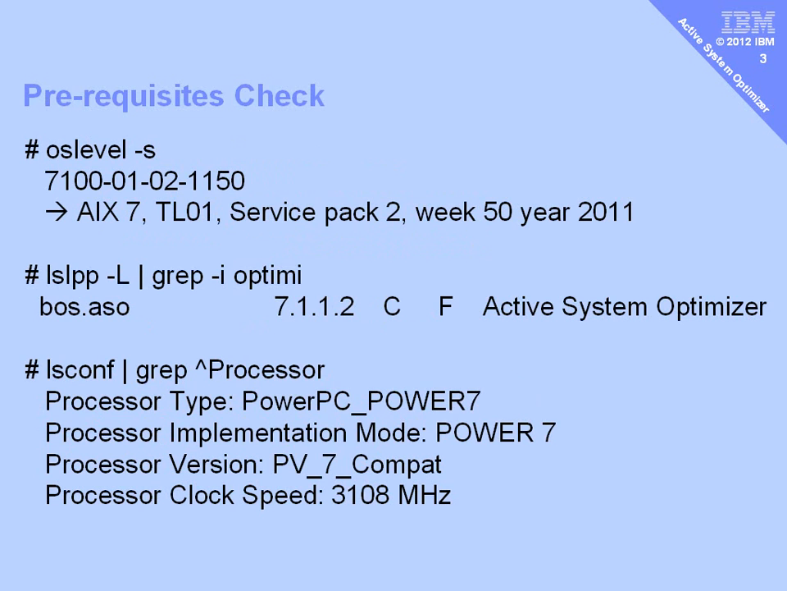The oslevel -s command will tell you what level of AIX you're running. If you've upgraded to TL1 from TL0, then it's worth checking that you actually have the package installed, and we can use lslpp to do that. And then you need to check the mode of your processor. My quick dodge is using the lsconf command to do that and pick out the right lines of the output.